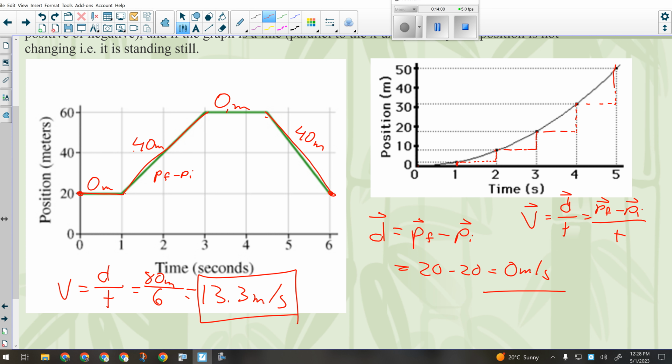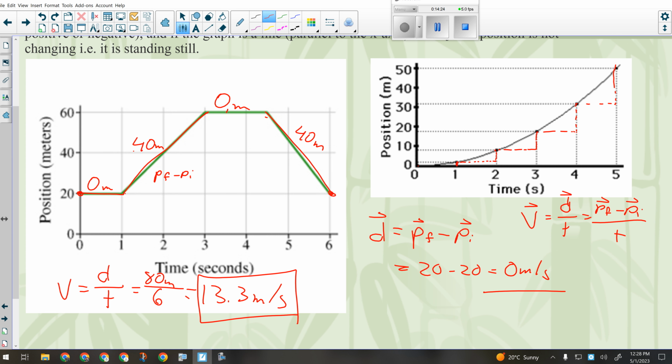So what is that object doing? Like picking up speed maybe? Yeah, exactly. It's accelerating. It's picking up speed. The only way you go further in the same amount of time is to go faster. So this object is accelerating. It's going faster and faster because it's going farther each time interval.